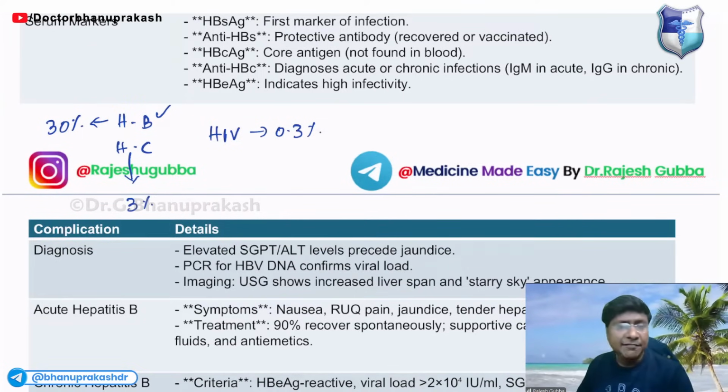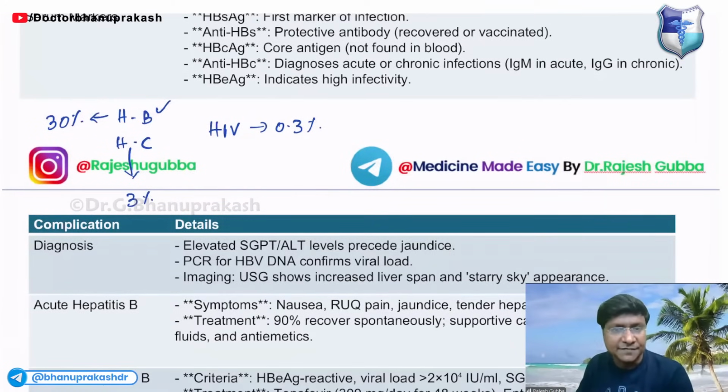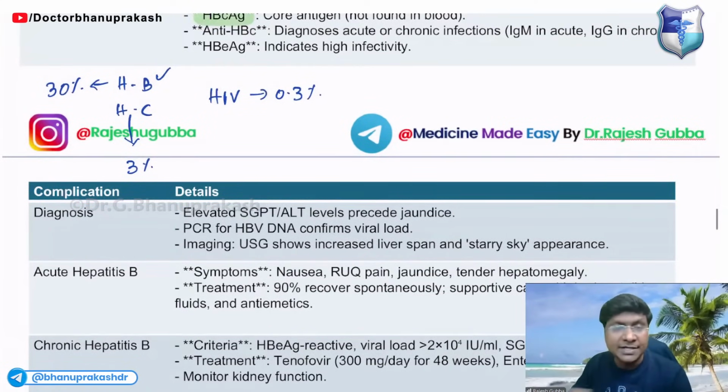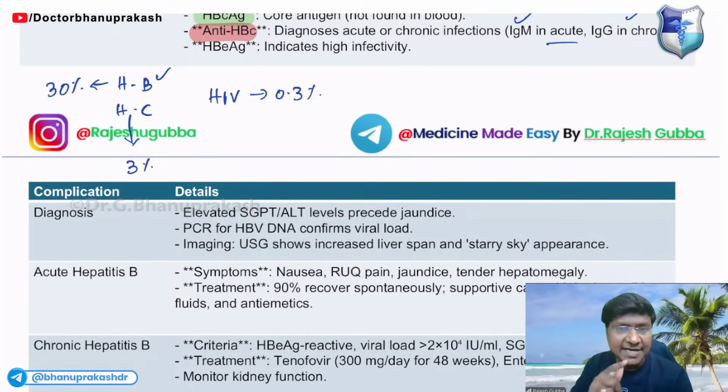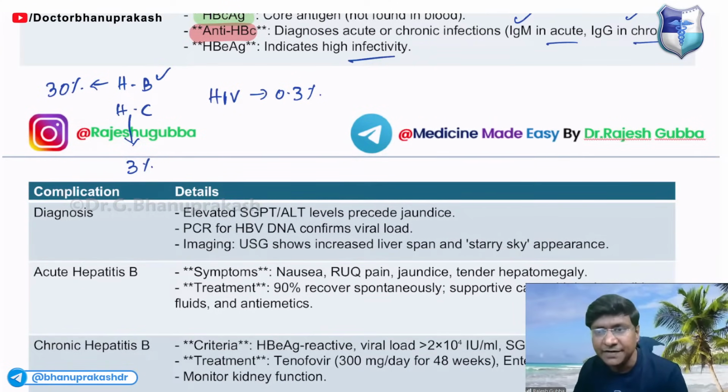Now, after having discussed the antigens, we will discuss the antibodies. The first serological marker is the surface antigen. To that surface antigen, you have the formation of the protective antibody, anti-HBs. I said that the core antigen will never appear in the blood because it remains within the hepatocytes. The antibody to the core antigen is anti-HBc, which is of two types: IgM and IgG. IgM anti-HBc is seen in acute viral hepatitis, and IgG anti-HBc is present in chronic viral hepatitis. The envelope antigen I have already discussed; it is seen in high infectivity.